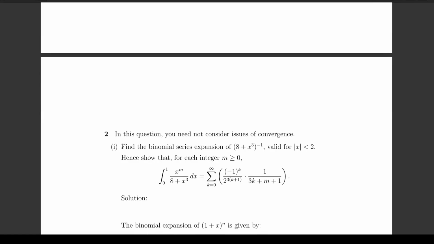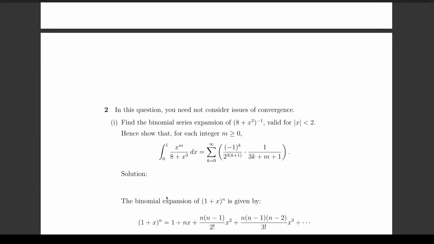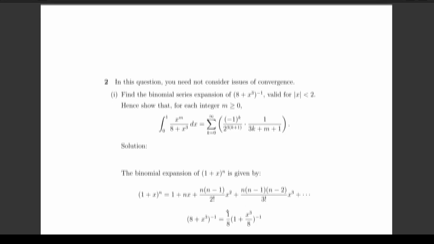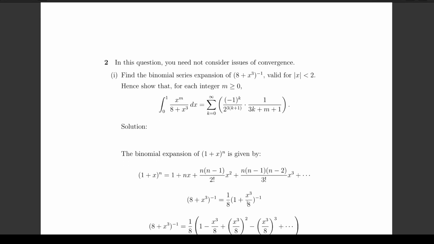So they ask us to find the binomial series expansion of (8 + x^3)^(-1). If we just remember what the formula is for that, it looks something like this, and it's an infinite series. If we remember that it needs to be a 1 in the term, we need to factor out 1/8 to get this formula to work. Once we do that, we should be able to just plug in the terms.